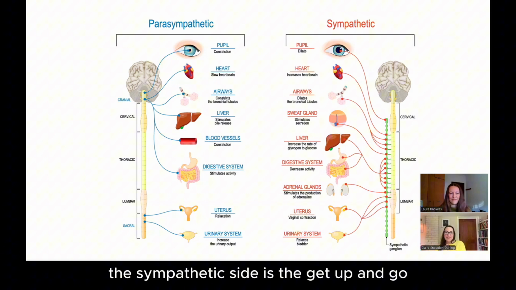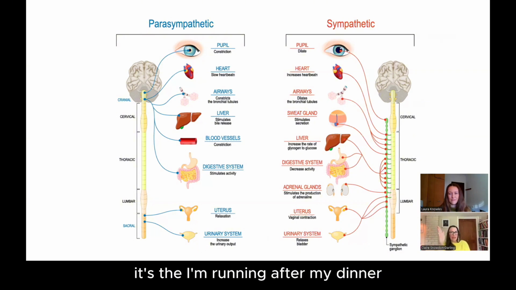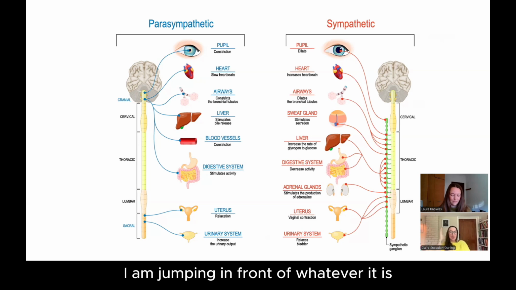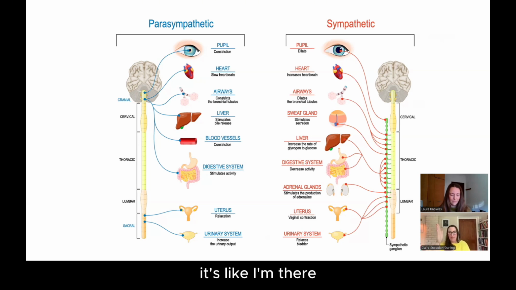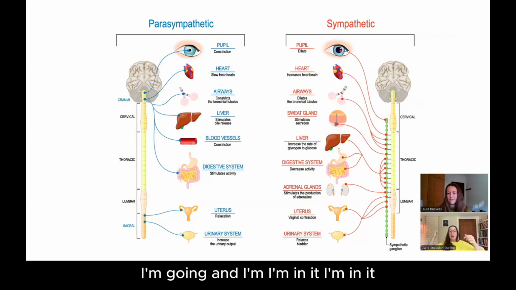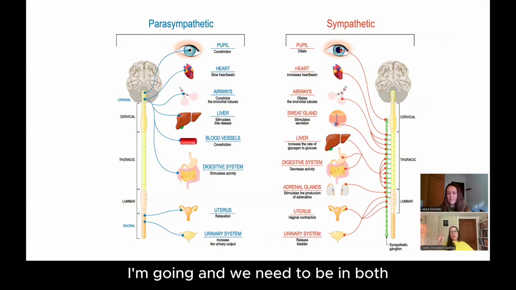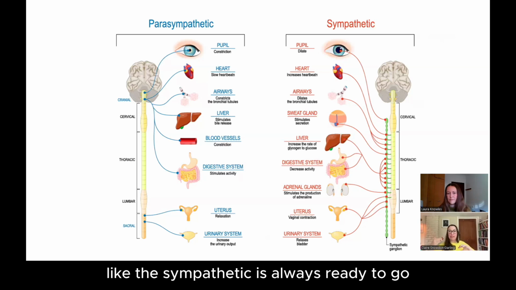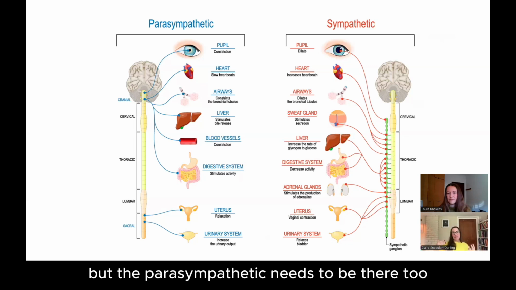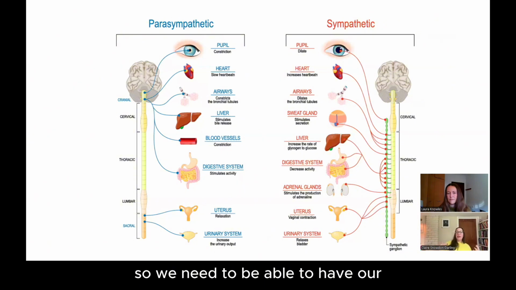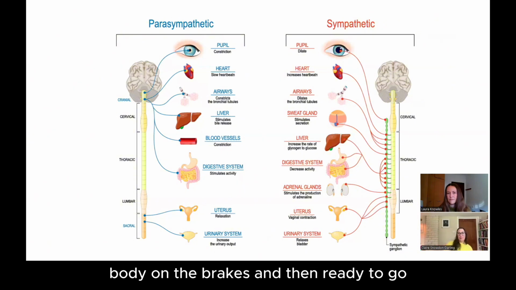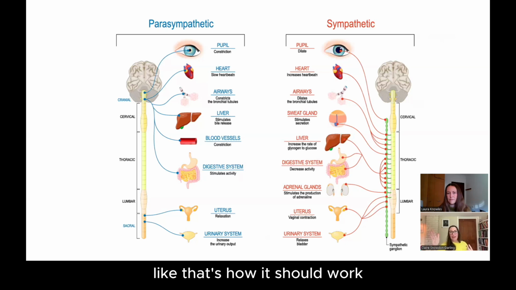The sympathetic side is the get up and go. It's the I'm running after my dinner. I am jumping in front of whatever it is that's about to attack my child. It's like I'm there, I'm going. And I'm in it, I'm winding up, I'm going, I'm going. And we need to be in both. The sympathetic is always ready to go, but the parasympathetic needs to be there too. So we need to have our body on the brakes and then ready to go. That's how it should work.